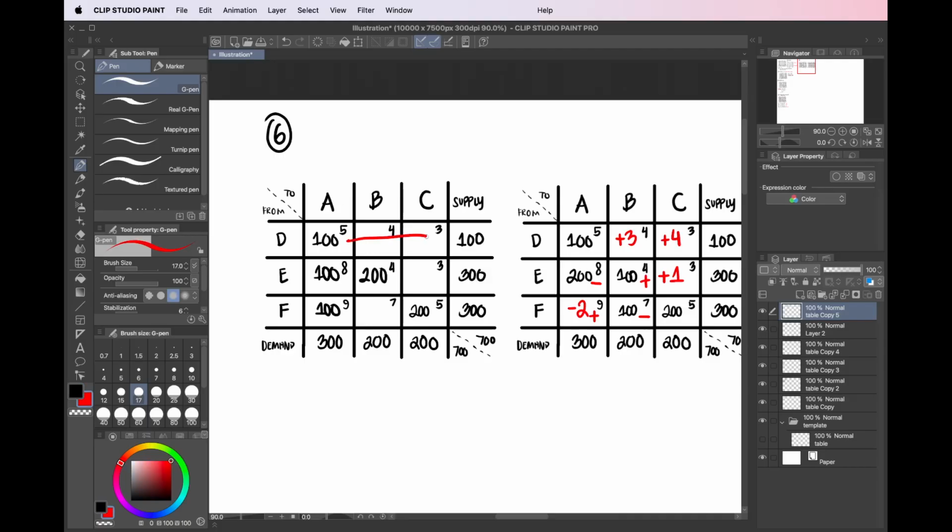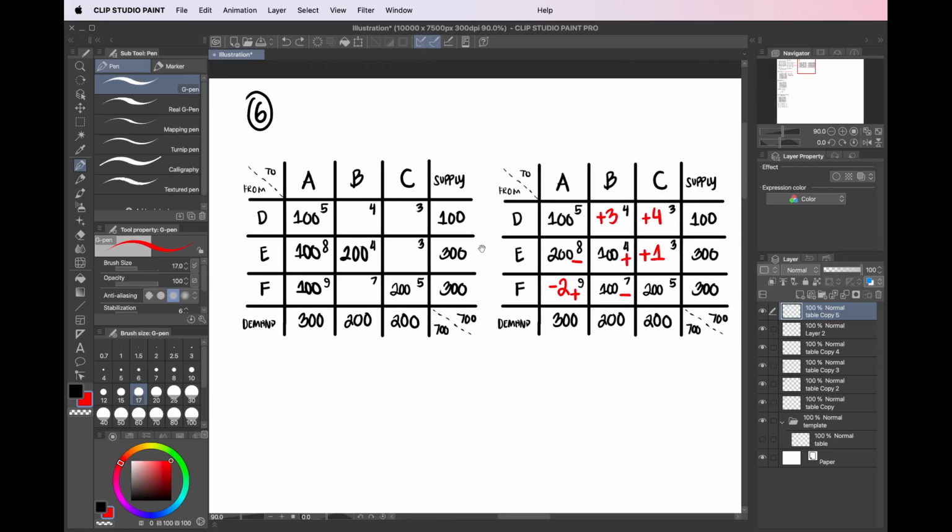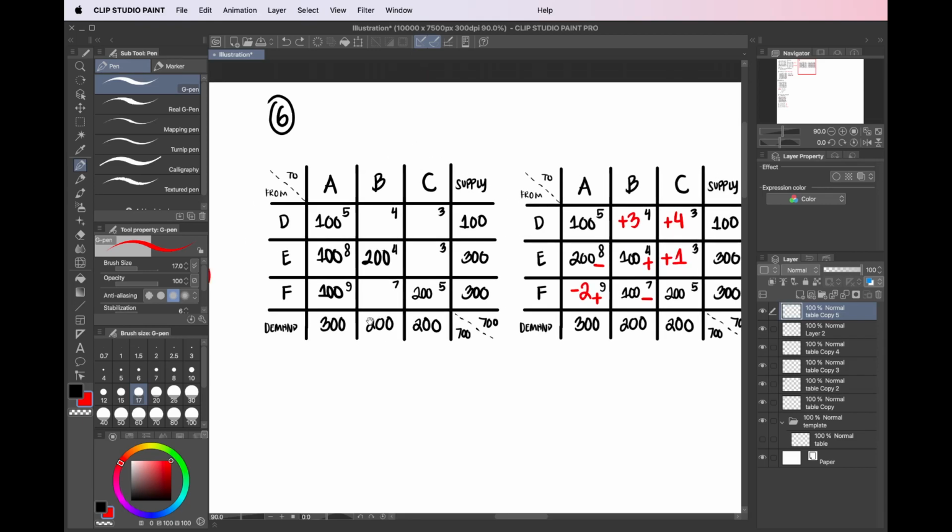So still we are satisfying our constraint. Supply 100, and then 100 plus 100 plus 100 is 300. 100 plus 200 is 300, and 200. So then we just basically repeat the steps, okay? We calculate the improvement index again. So let's start with calculating the improvement index here.